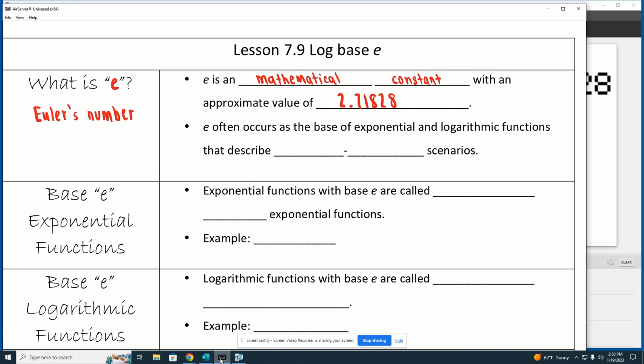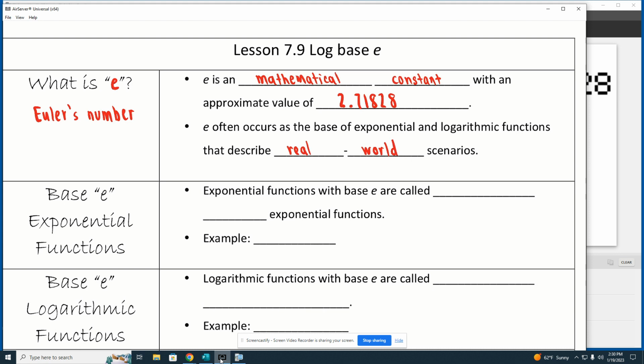A couple things about it. These things occur as the base of exponential and logarithmic functions that describe real world scenarios. So therefore, just like it has its own variable, it's also going to be given its own logarithm.